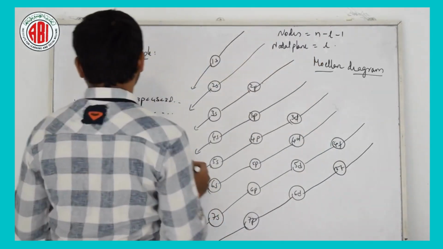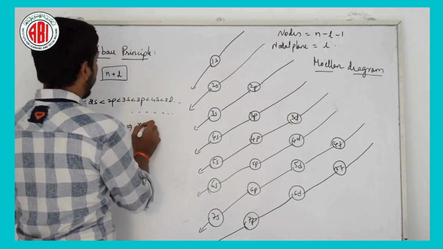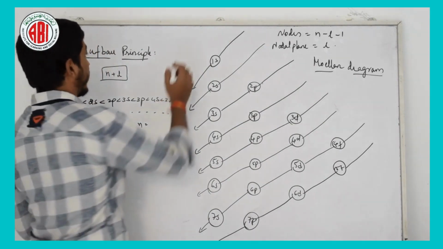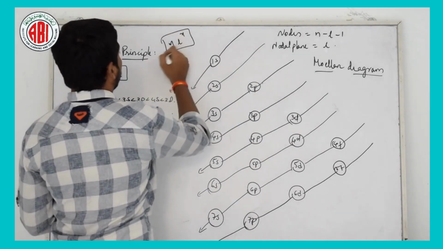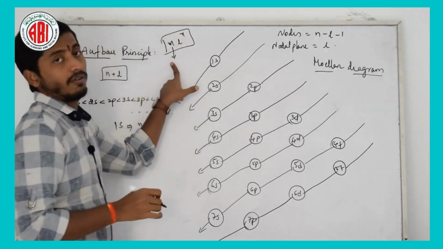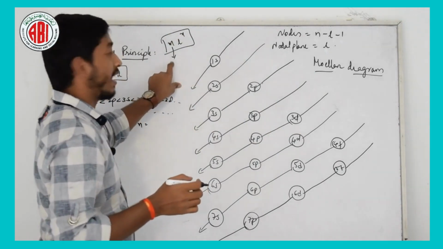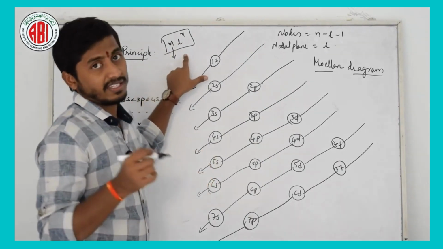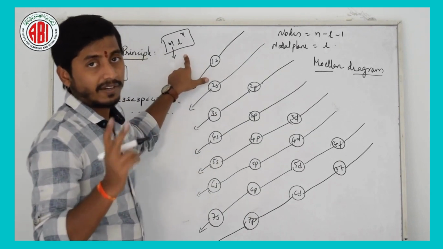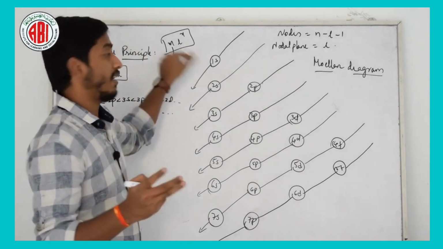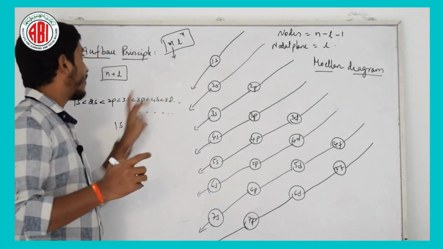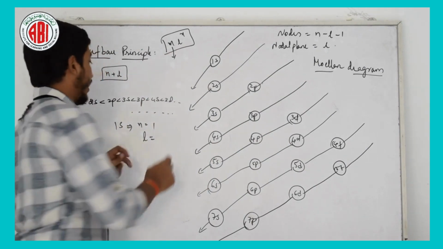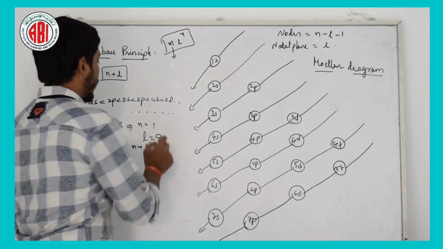Shall we check once? Now see here, for the 1s orbital, what is the value of n? If you don't know how to write it, remember this order: n L power x. What is n here? n is the principal quantum number, Bohr's quantum number. What is L? L defines the shape: for an s orbital it is 0, for a p orbital it is 1, for a d orbital it is 2, and for an f orbital it is 3. Now check here: n is 1, and L for an s orbital is 0. If you add, it is 1.